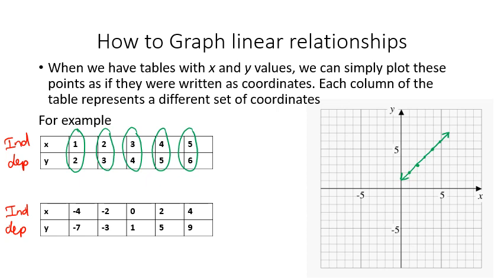If I was then going to plot my second table, I have a set of coordinates here, and here, and here, and here, and here. My first set is -4, -7, so I go across to -4, down to -7, and I do my first point. Then I go to -2, -3, and I do my next point. And then I go to 0, 1, and I do my next point. And I go to 2, 5, and I do my next point. And then I go to 4, 9, and I've done my next point.